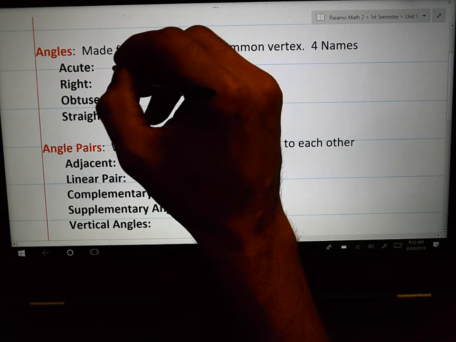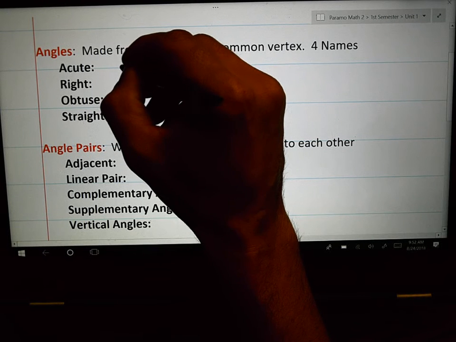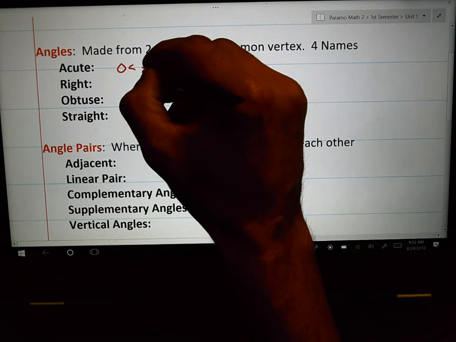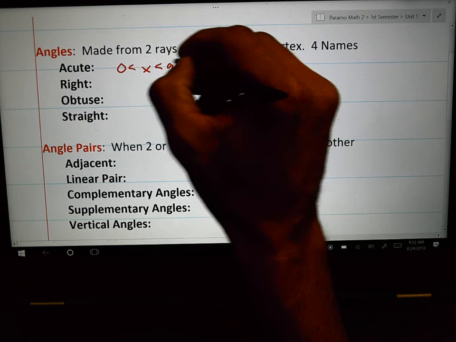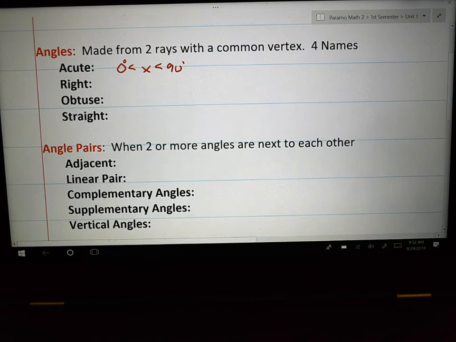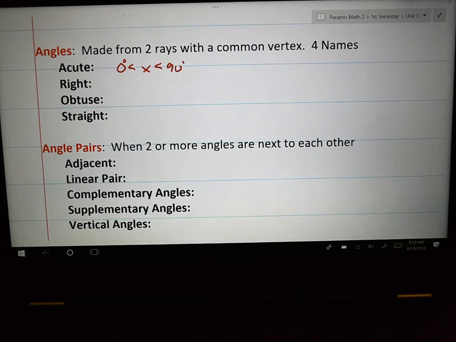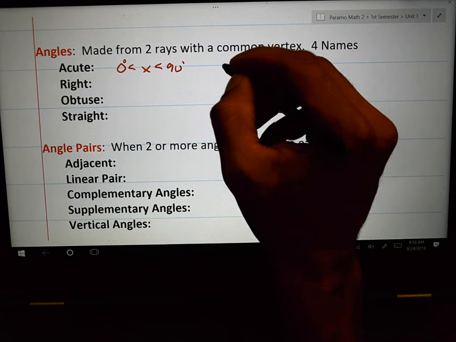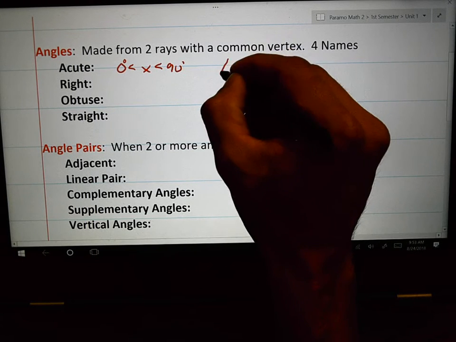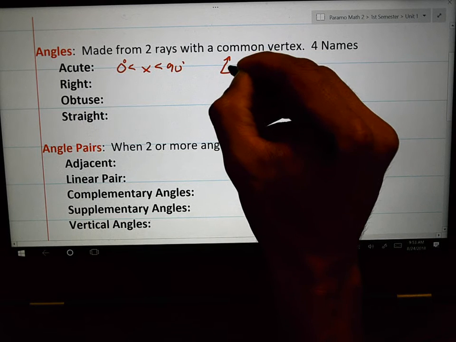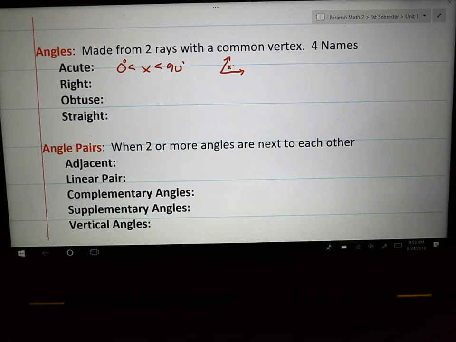Mathematically, what this looks like is that 0 is less than x is less than 90 degrees. Your angle is somewhere between 90 degrees and 0. If it was 0, it wouldn't be an angle. It has to be bigger than 0. Has to be smaller than 90 degrees. That's what it's going to look like mathematically. Now, as a picture, it may look something that is less than 90 degrees. It would look something like that.